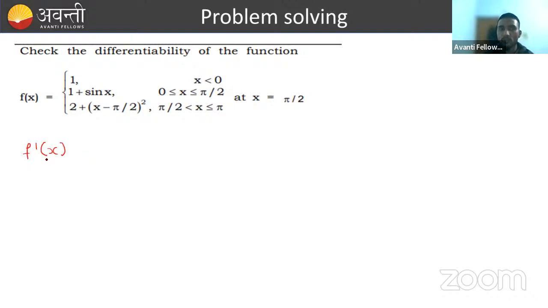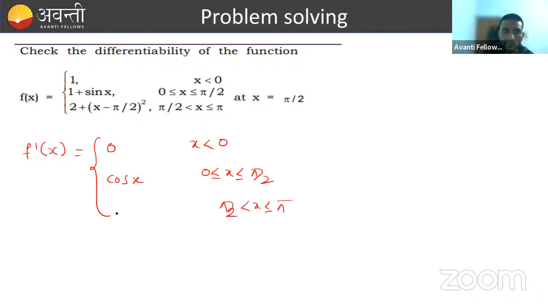What you need to do is just find f dash x. So f dash x will be 0 if x is less than 0. For 0 to pi by 2, the derivative of 1 plus sin x becomes cos x: derivative of 1 is 0, derivative of sin x is cos x. And for this one, derivative of 2 is 0, and then 2 into (x minus pi by 2), so it will be 2x minus pi.